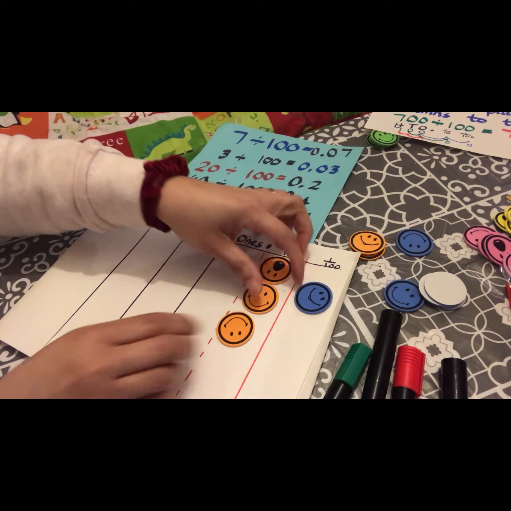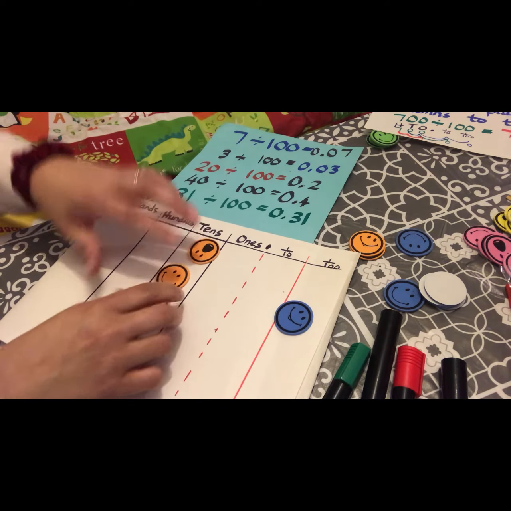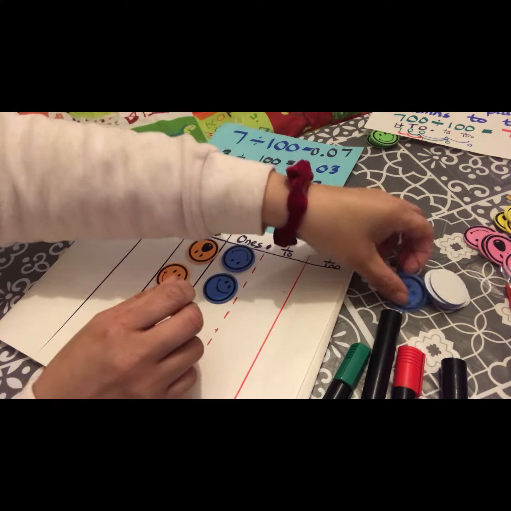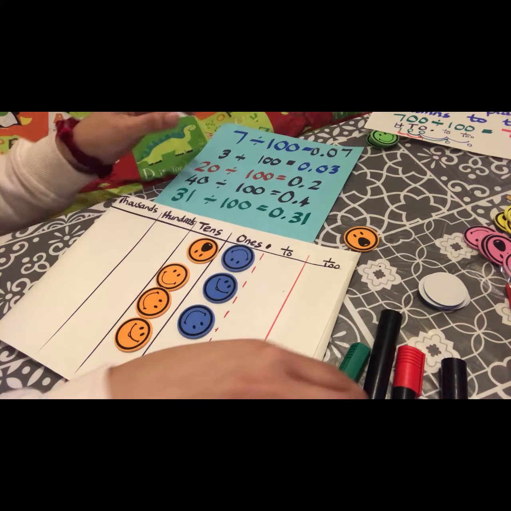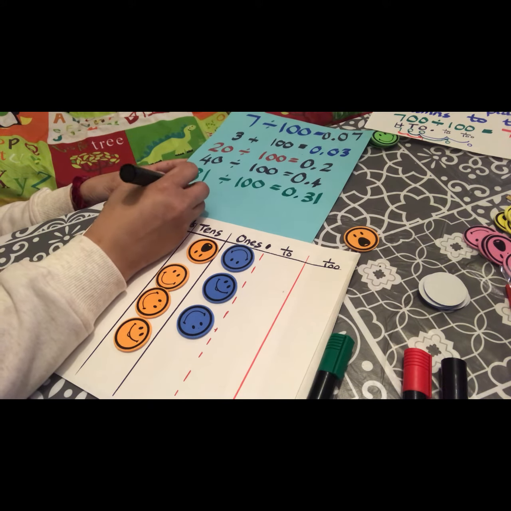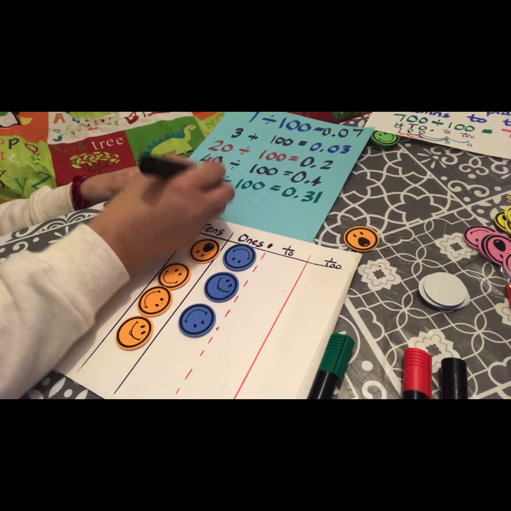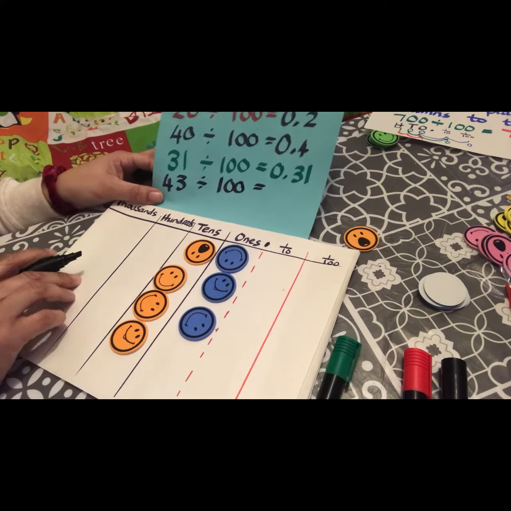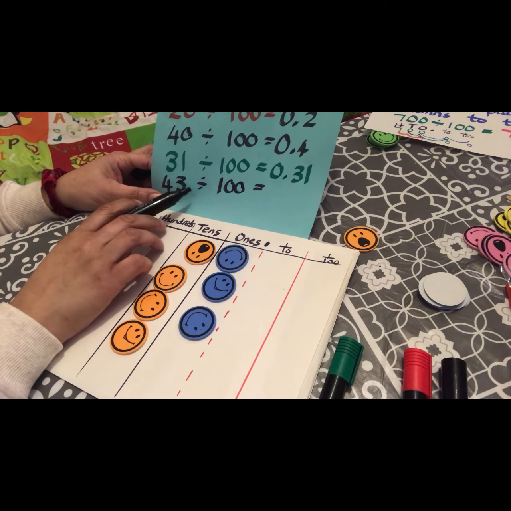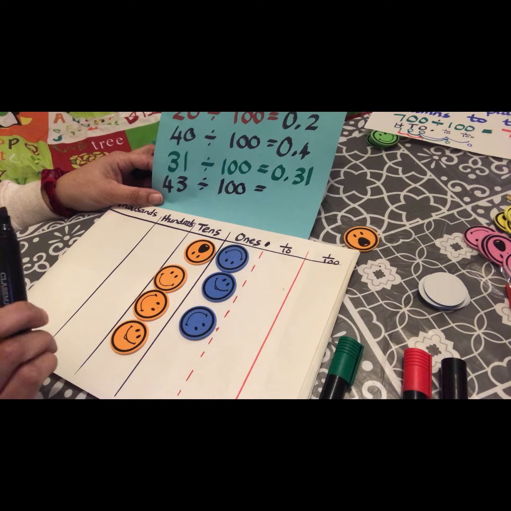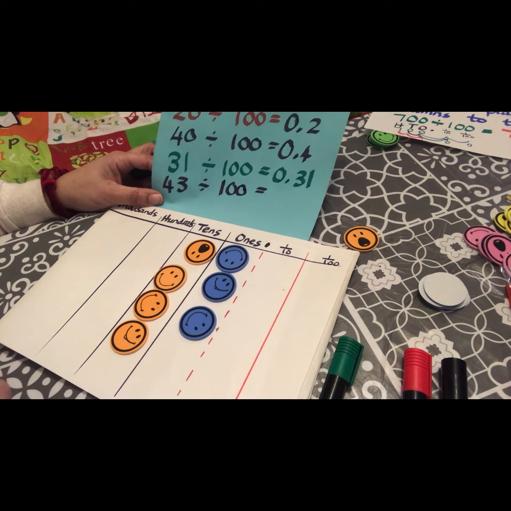Right, now it's your turn. So get your pen and paper ready. Our new number is 43. So I want you to do 43 divided by 100. So write the sum down. 43 divided by 100. Remember to move your counters 2 place values to the right.